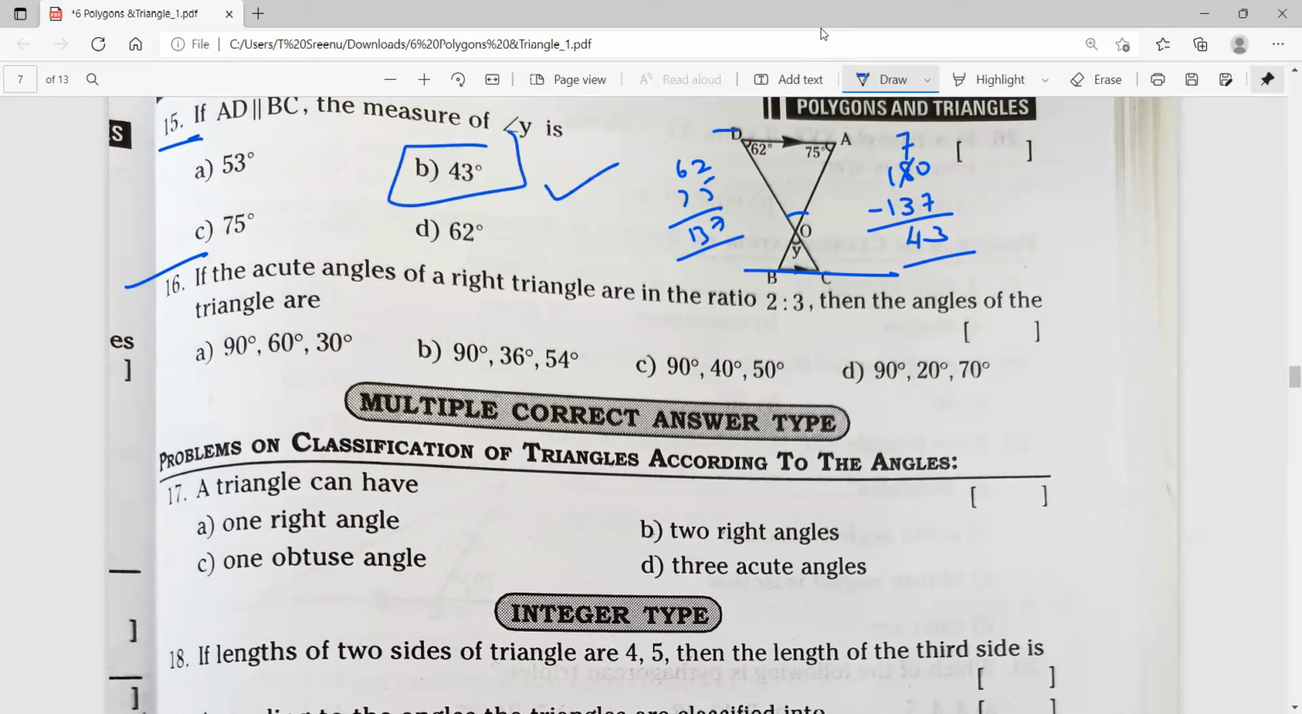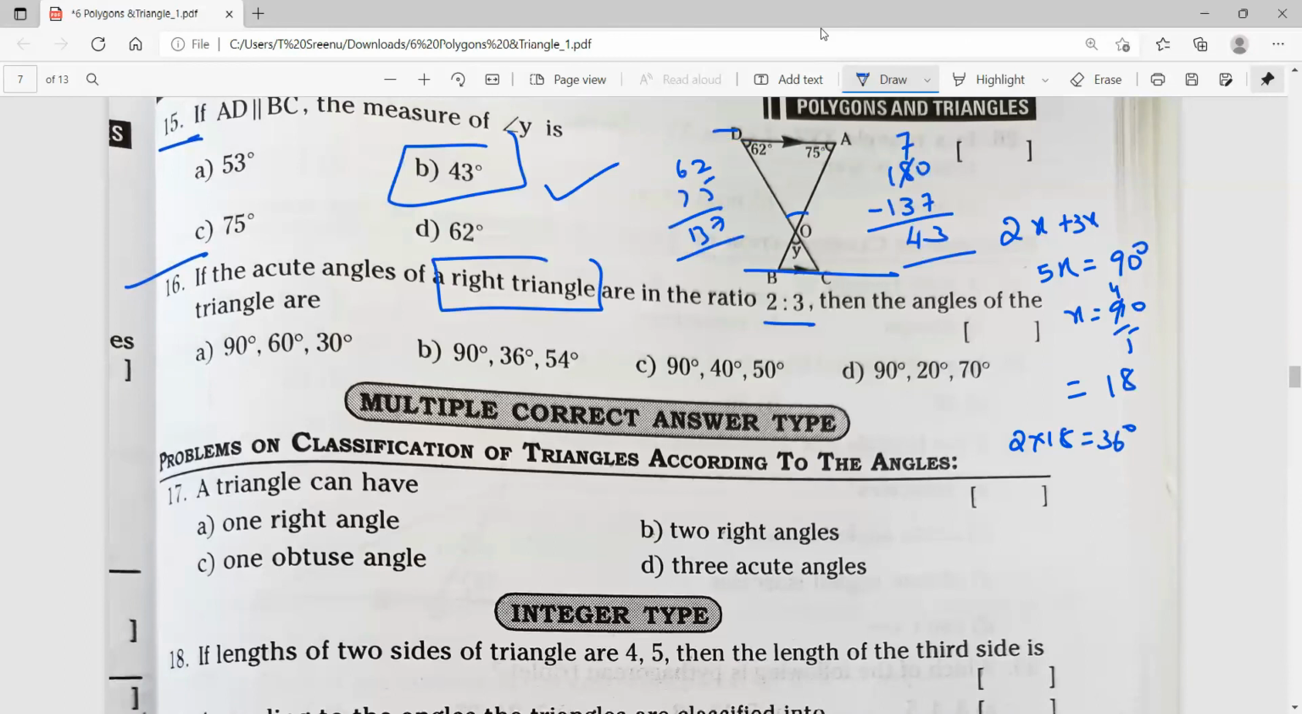If the acute angles of a right angle triangle are in the ratio 2:3, then find the angles of the triangle. The acute angles of a right angle triangle are in the ratio 2:3. I will take 2x plus 3x, which is 5x, equal to how much? 90, because it's a right angle triangle, the sum of the other two angles is 90. Dividing by 5, we get x equal to 18. And 2 into 18 is 36, and 3 into 18 is 54. So the two angles are 36 and 54. Please check it.